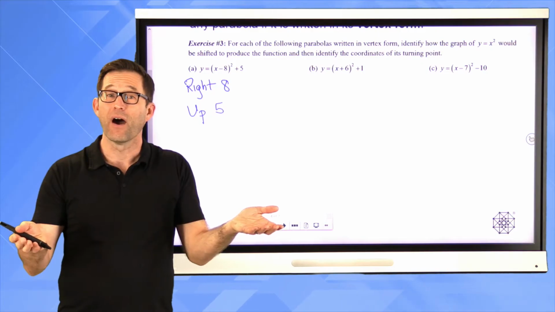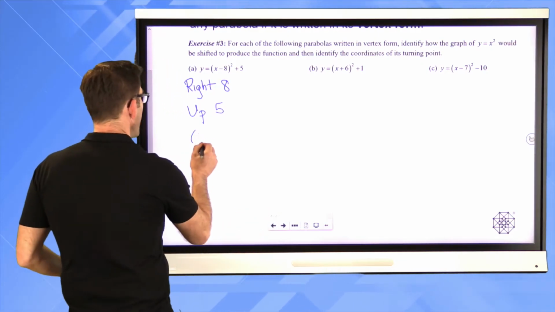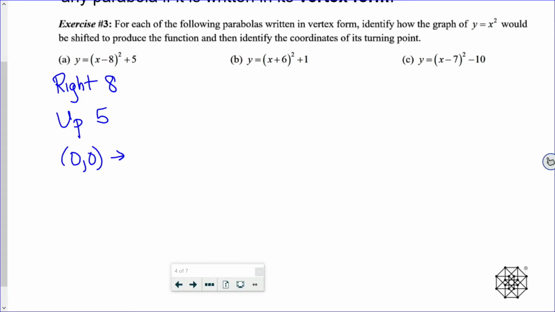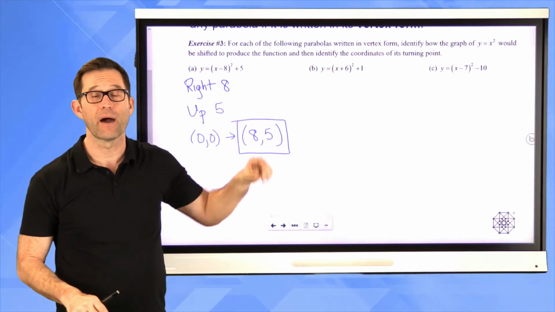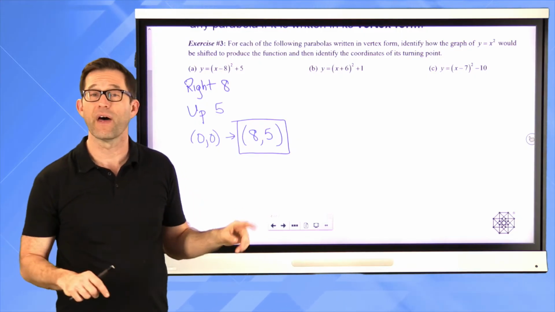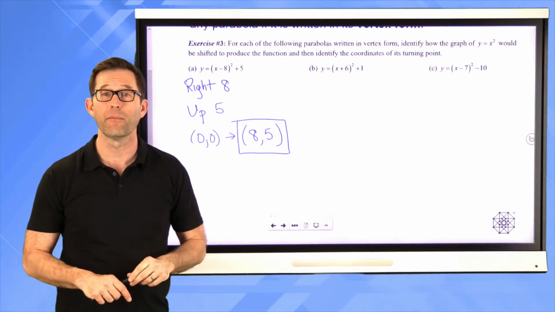What's great now is I can say that 0, 0 then ends up going to 8, 5. And that is the turning point of this particular parabola. If I slap that into my graphing calculator and create a table of values, I would say it had a turning point at 8, 5.